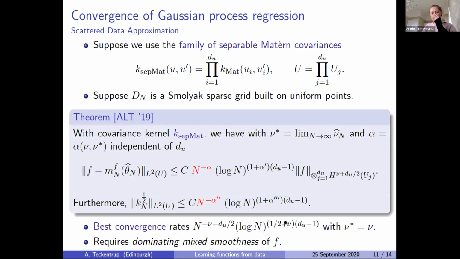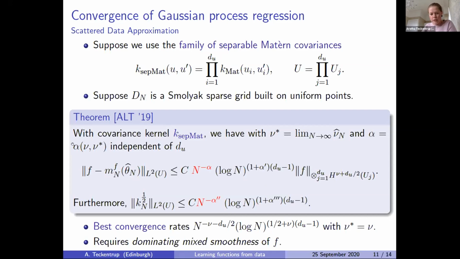So here I've tried to summarize it just to get the main point across. I can give you very explicit expressions for this rate alpha and the alpha prime here if you're interested. But the main point is that by moving to this smaller class of functions F, by imposing stronger assumptions on F, you can actually get a rate in N which does not deteriorate with the dimension.